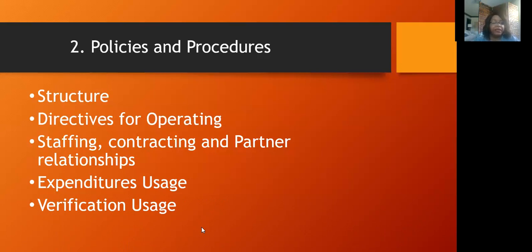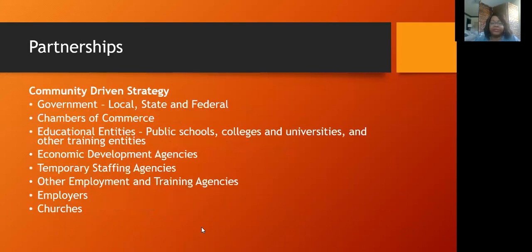So now we're going to take a look at the second part of making sure that you have your administrative piece embedded into your operational factors. And that is partnerships. So there's an old adage that says no man is an island. And so the same goes for any workforce development program. These are all of the partnerships that should definitely be taken into consideration.